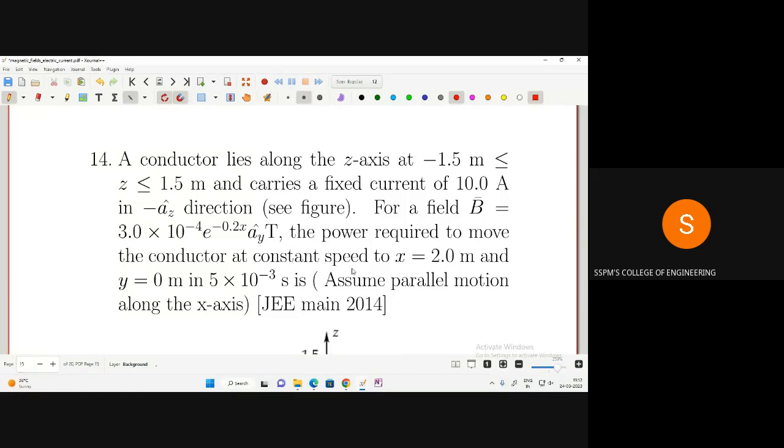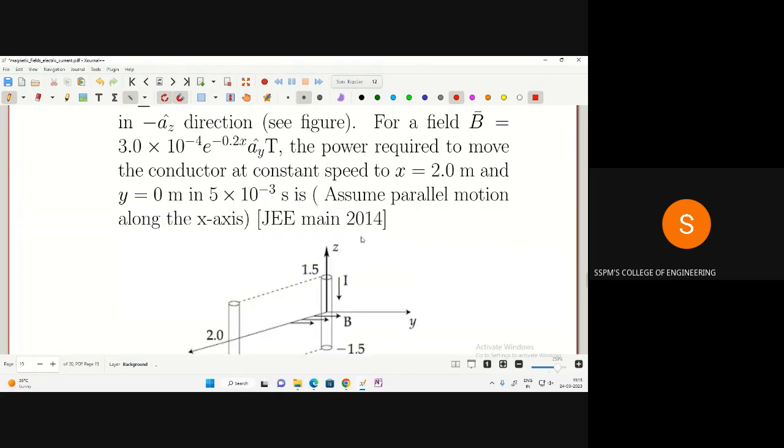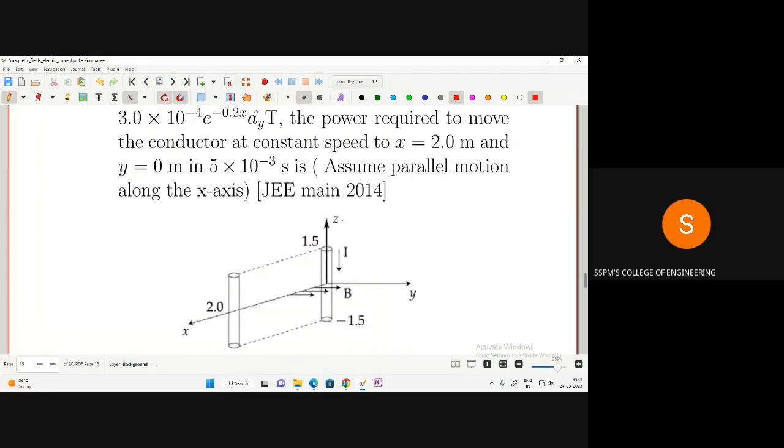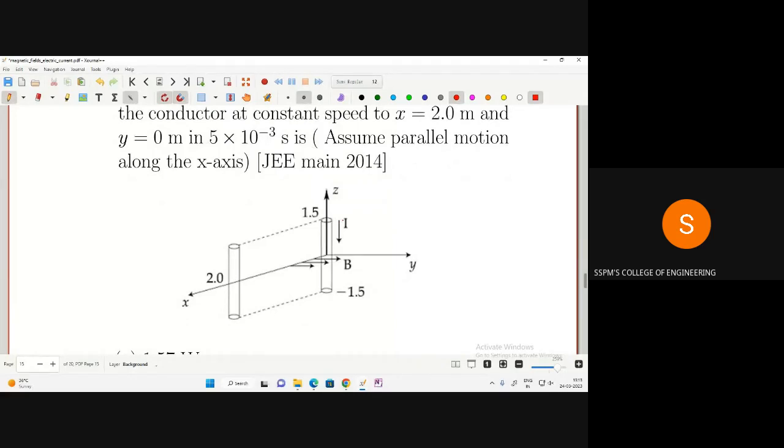त्या टाइम मध्ये तुमचा कंडक्टर बार x is equal to 2 ला घेतलेला आहे, 0 to x is equal to 2 ला. तर आपल्याला पॉवर फाइंड आउट करायचं. हे फिगर दिलेले आहे. इनिशियली द वायर और कंडक्टर इज लोकेटेड अराउंड z एक्सिस आणि इन टाइम t is equal to 5 into 10 to the power minus 3 second, the conductor bar is moved at x is equal to 2. The magnetic flux density is given along the y direction and the current I is flowing in the negative z direction. तर तुम्हाला पॉवर फाइंड आउट करायचं.